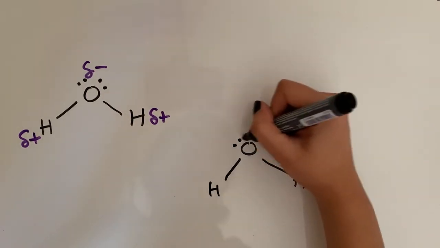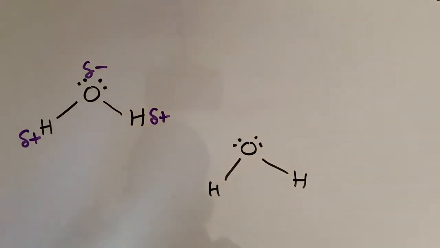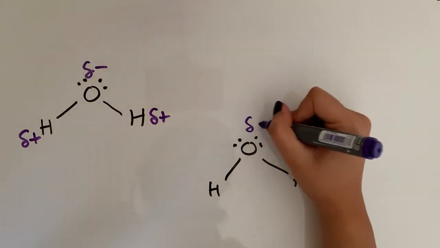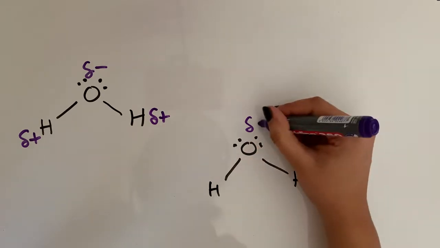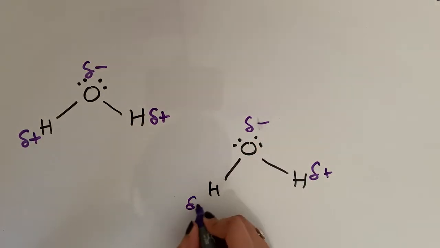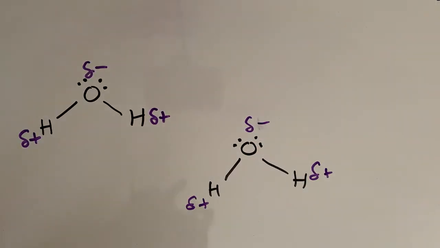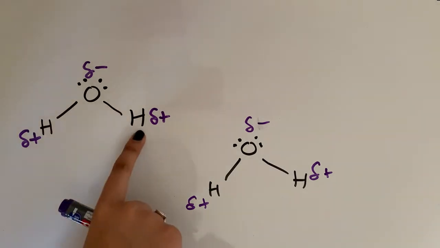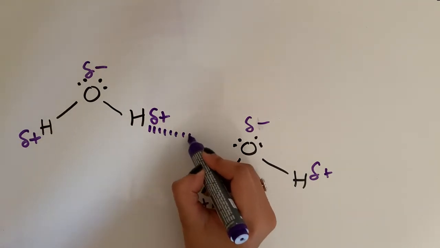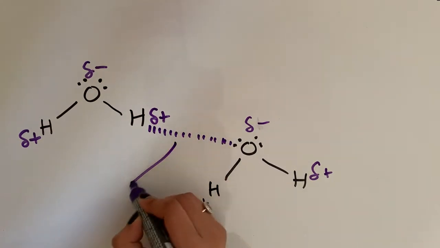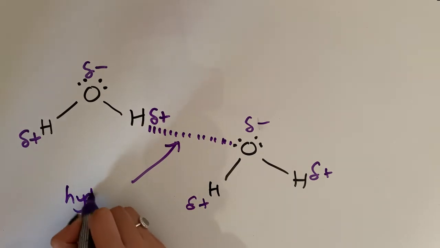again, don't forget to draw the lone pairs on oxygen and the dipoles across them. Okay, and again, the hydrogen bond should start from the hydrogen delta positive going to the lone pair on the oxygen. So again, a dashed line, and then label that as your hydrogen bond.